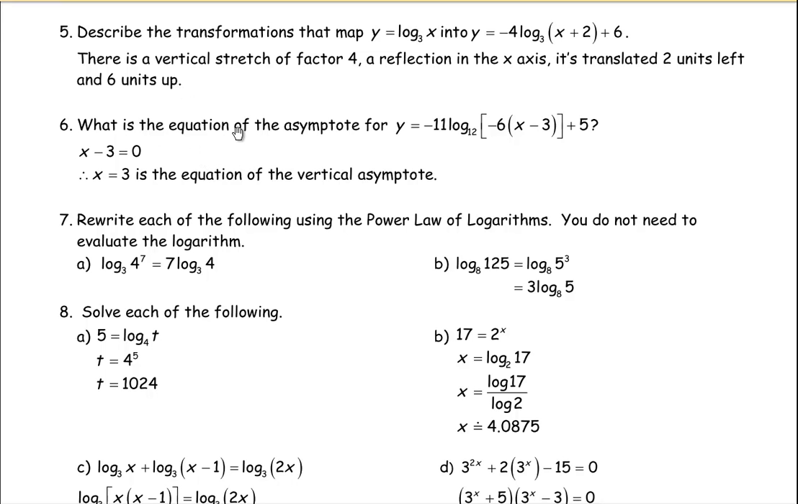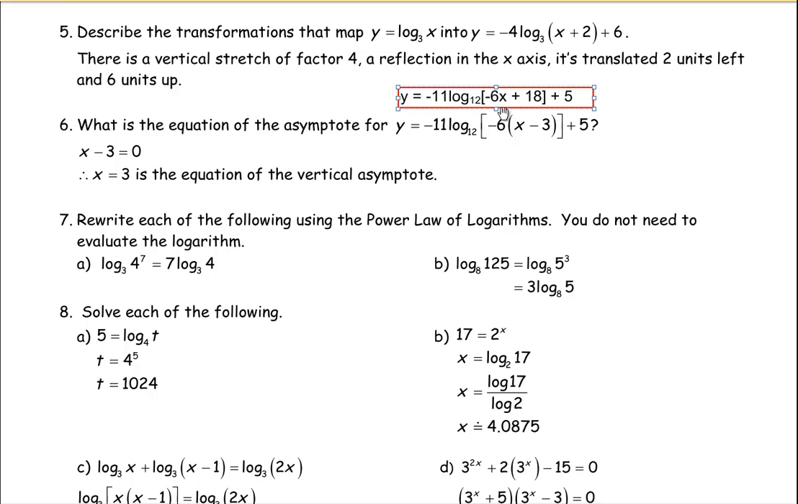In question number 6, you're asked what's the equation of the asymptote for this function? And so the asymptote is very much related to the horizontal translation. Logarithmic functions have a vertical asymptote, so it's an x equals asymptote. And so we would set the x minus 3 to 0. You can't take the logarithm of 0, so x minus 3 cannot equal 0. So x equals 3 would be the equation of the vertical asymptote.